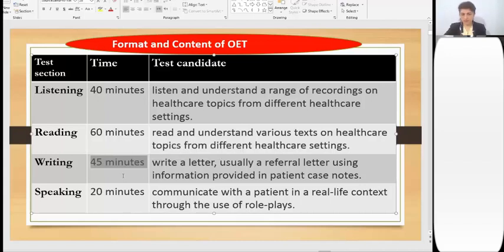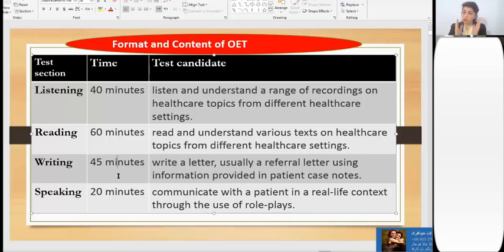45 minutes. Yes, exactly. And what will you be evaluated for? How will you be evaluated? Would you please read it? Okay, write a letter, usually a referral letter, using information provided in patient case notes.